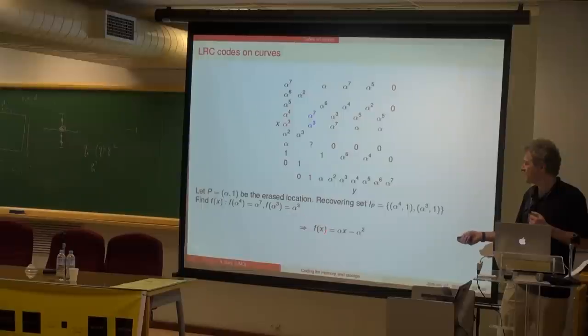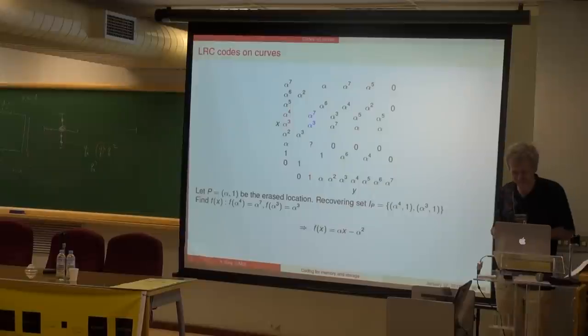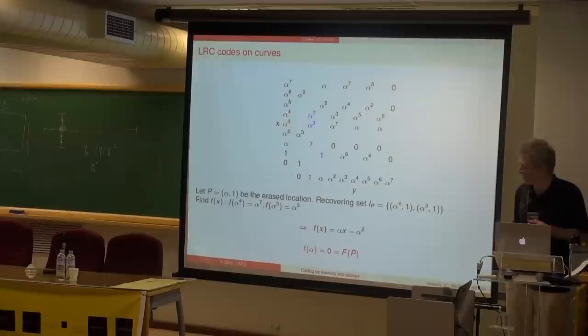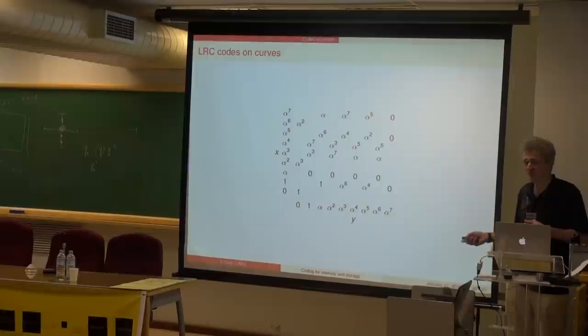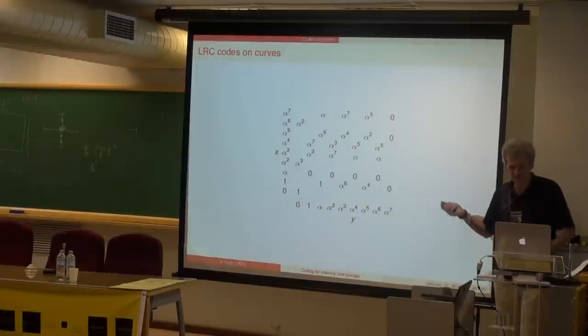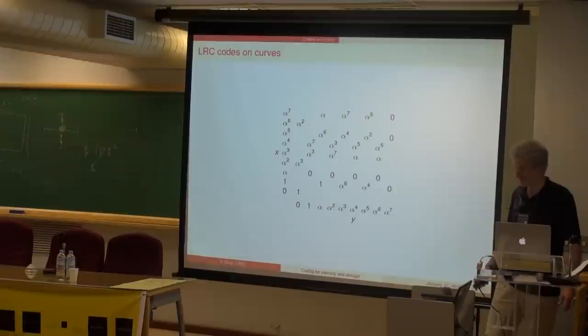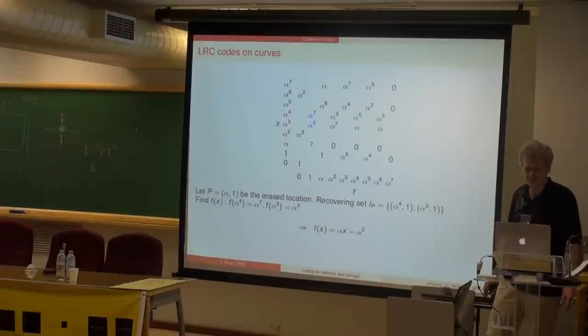So doing the calculation, we get f(x) minus alpha squared. Let's see, substitute alpha^4. Alpha^5 minus alpha squared, well, it has to be alpha^7, right? And then let's compute f(alpha). Well, f(alpha) is zero, but this is what our lost coordinate had been. And this happens for the entire picture, so that is codes with locality on Hermitian curves.